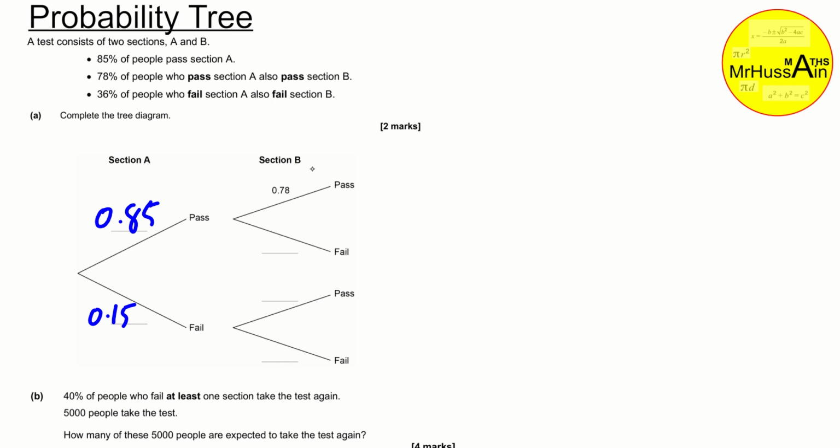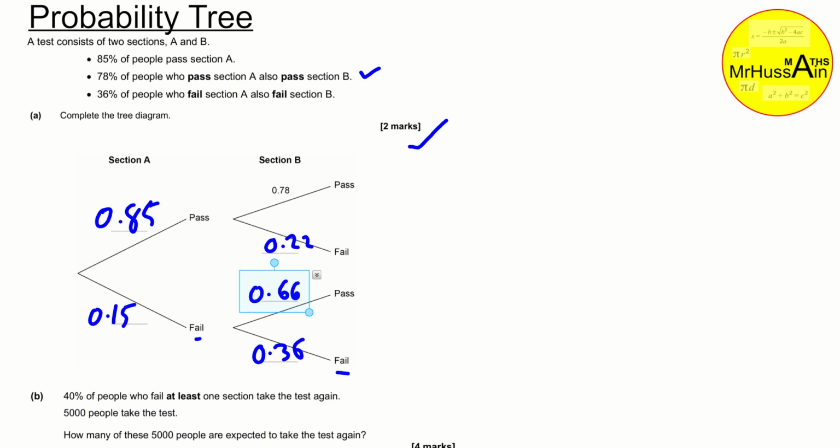78% of people who pass section A also pass section B. They've given us that information. That means this must be 22%, which is 0.22. 36% of people who fail section A also fail section B, so they've given us this information. Fail and fail. That means this must be 66% because it must add up to 1. So that's 2 marks.